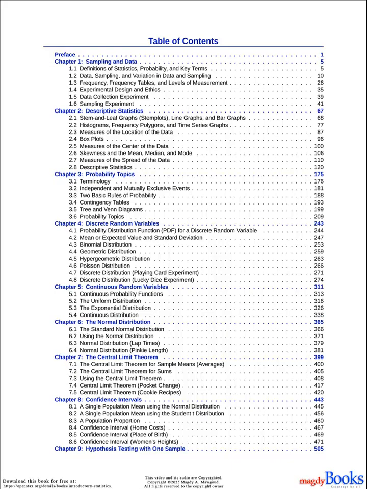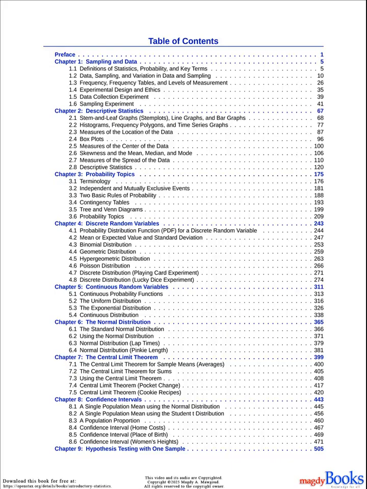Chapter 7. The central limit theorem. 7.1. The central limit theorem for sample means, averages. 7.2. The central limit theorem for sums. 7.3. Using the central limit theorem. 7.4. Central limit theorem, pocket change. 7.5. Central limit theorem, cookie recipes.